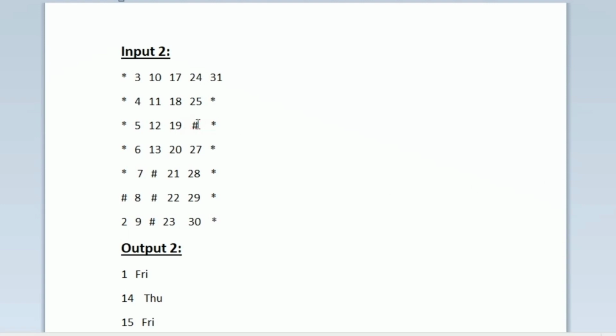Now suppose we don't have any hash symbol, then this is how the matrix will look. I am removing all the hash symbols and replacing them with the days.